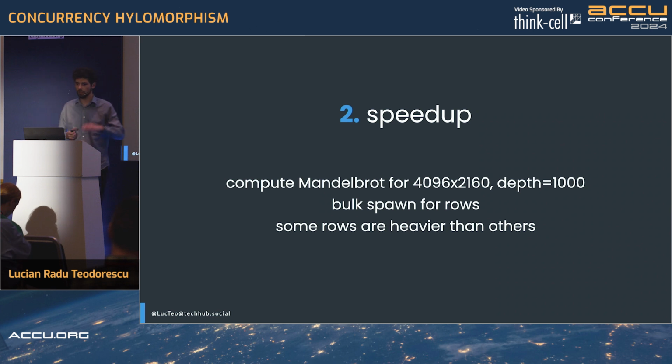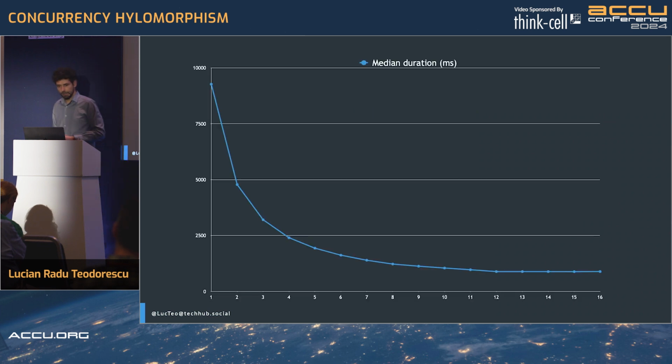And of course, if you know the problem, you have some rows that are heavier than others, right? It's a little bit more realistic, in which you have tasks with different weights. And by the way, I'm only talking about CPU here. I'm not talking about GPUs at this point. And this is the median duration time. With the more cores we add, the better. It's still running on my machine.